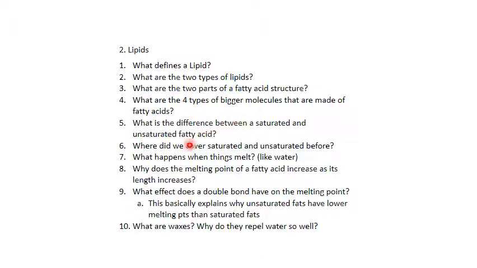Okay, so there are different kinds of fatty acids, saturated and unsaturated. Saturated have all single bonds between their carbons. Unsaturated have at least one double bond. Where did we cover saturated and unsaturated before? We covered that when we talked about alkanes and alkenes. Alkanes were called saturated hydrocarbons because they had all single bonds. Alkenes were called unsaturated hydrocarbons because they had at least one double bond.